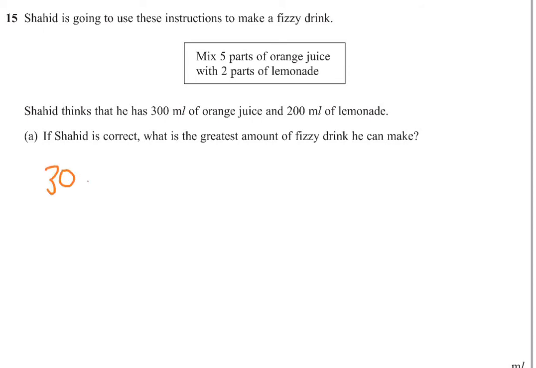So we have 300 and we need to find 1 part. So 1 part of our drink is 60 milliliters. Now because all parts have to be the same amount of milliliters, we need to take this into consideration when finding the lemonade. So to find the amount of orange juice, we times this by 5, and to find the amount of lemonade, we times by 2.